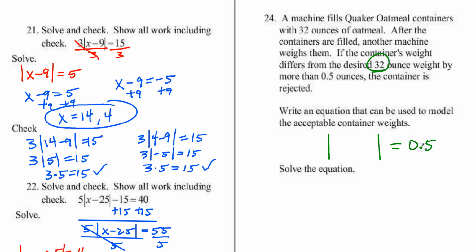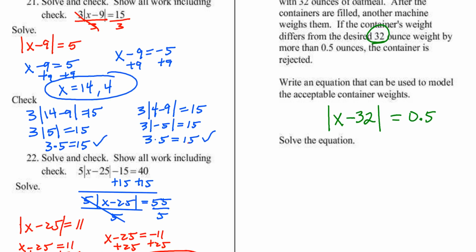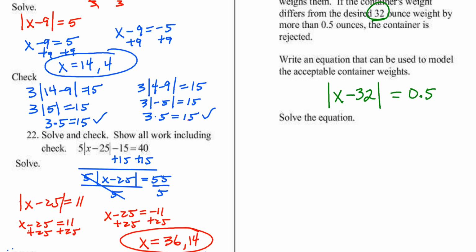And again, we're going to set it up as the actual weight minus the desired weight. It has to be within half an ounce. And then we have to solve it. So x minus 32 is equal to half an ounce, and x minus 32 is equal to a negative half of an ounce.